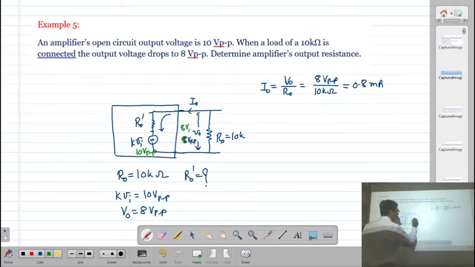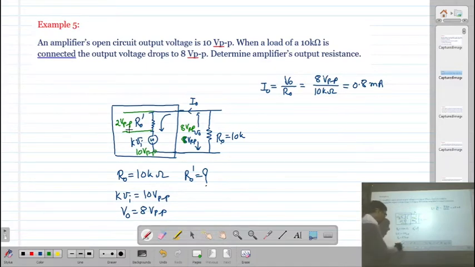It is 8 volt peak to peak. Means the voltage across RO dash will be 2 volt peak to peak. Open circuit voltage is 10 volt. The output voltage is 8 volt. Means the drop across the output resistance of the amplifier will be 2 volt peak to peak.